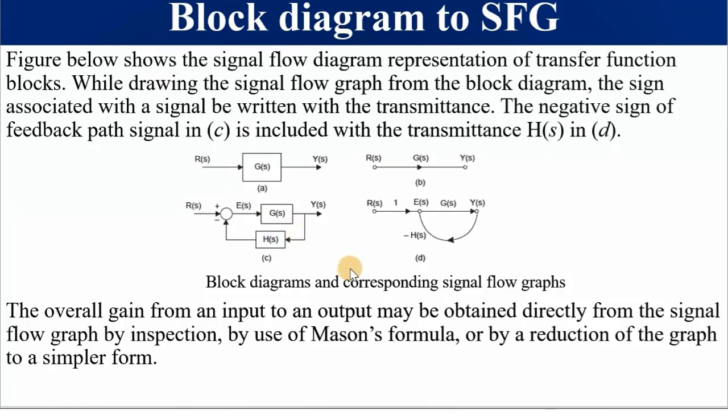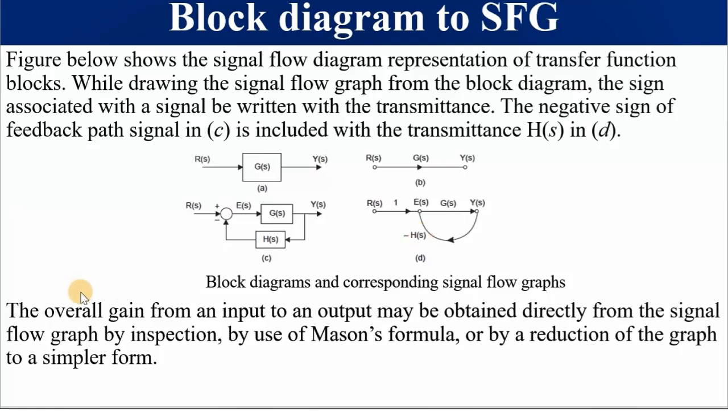So we've got how many nodes there? Please take note that the summing point is represented by a node. Then we've got the input node as well as the output node. Even in B, we've got the input node and the output node. And please take note that this is our feedback path, and it is represented by a negative transmittance.